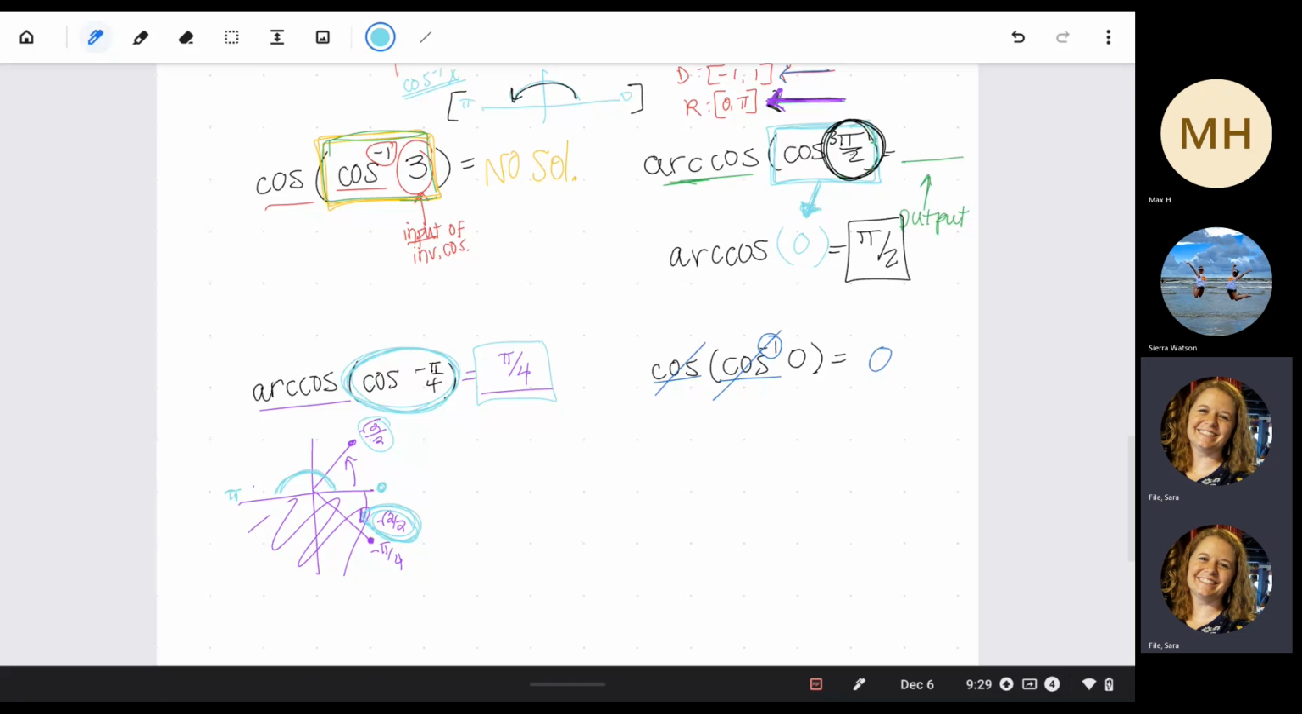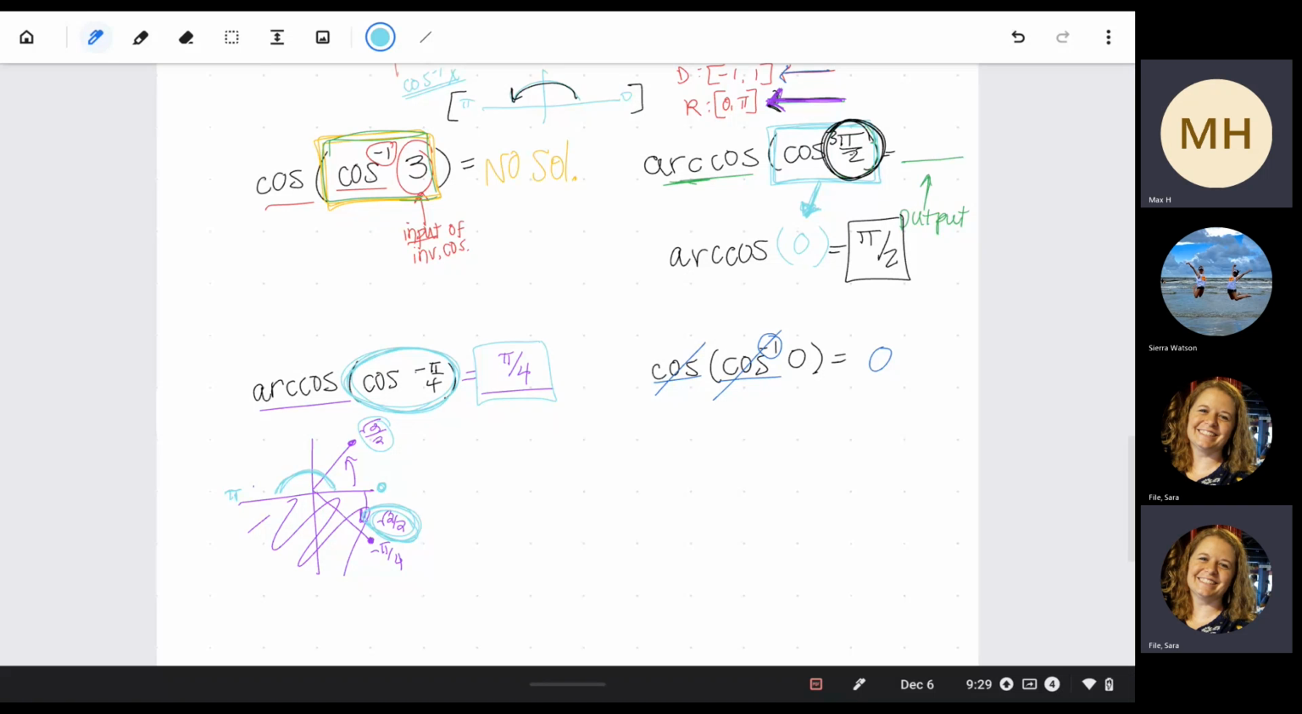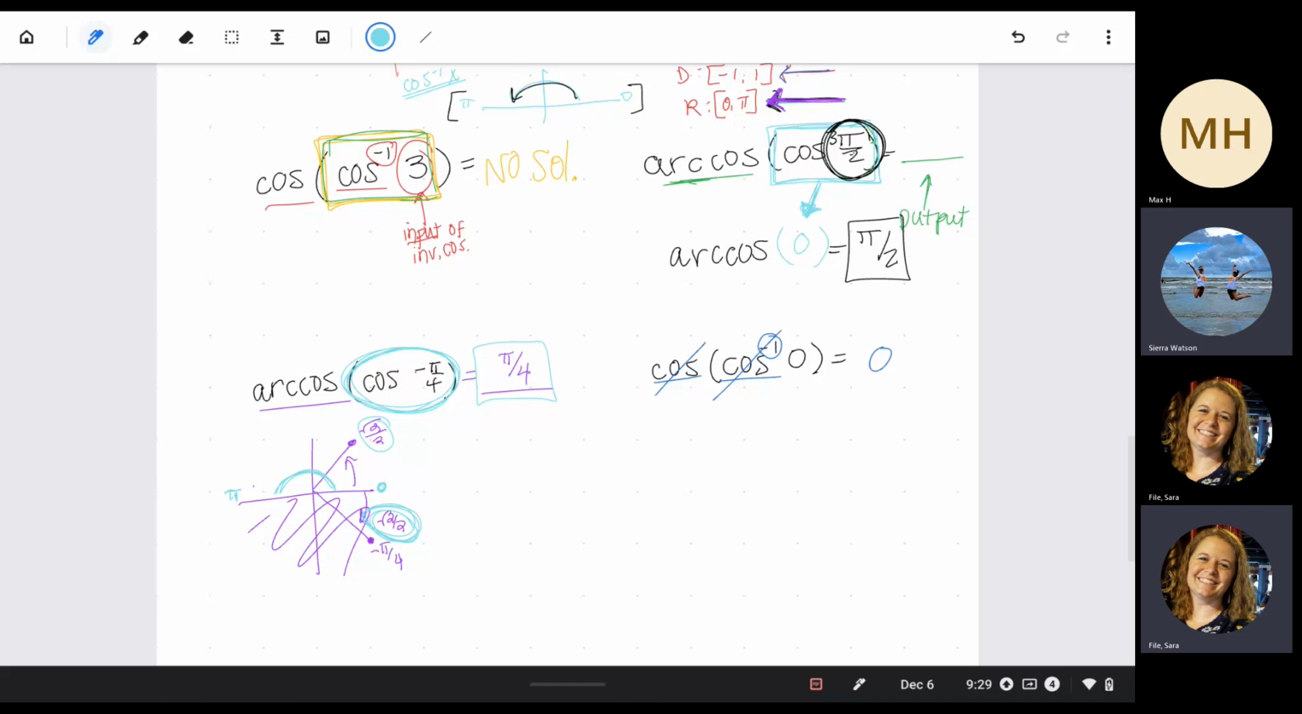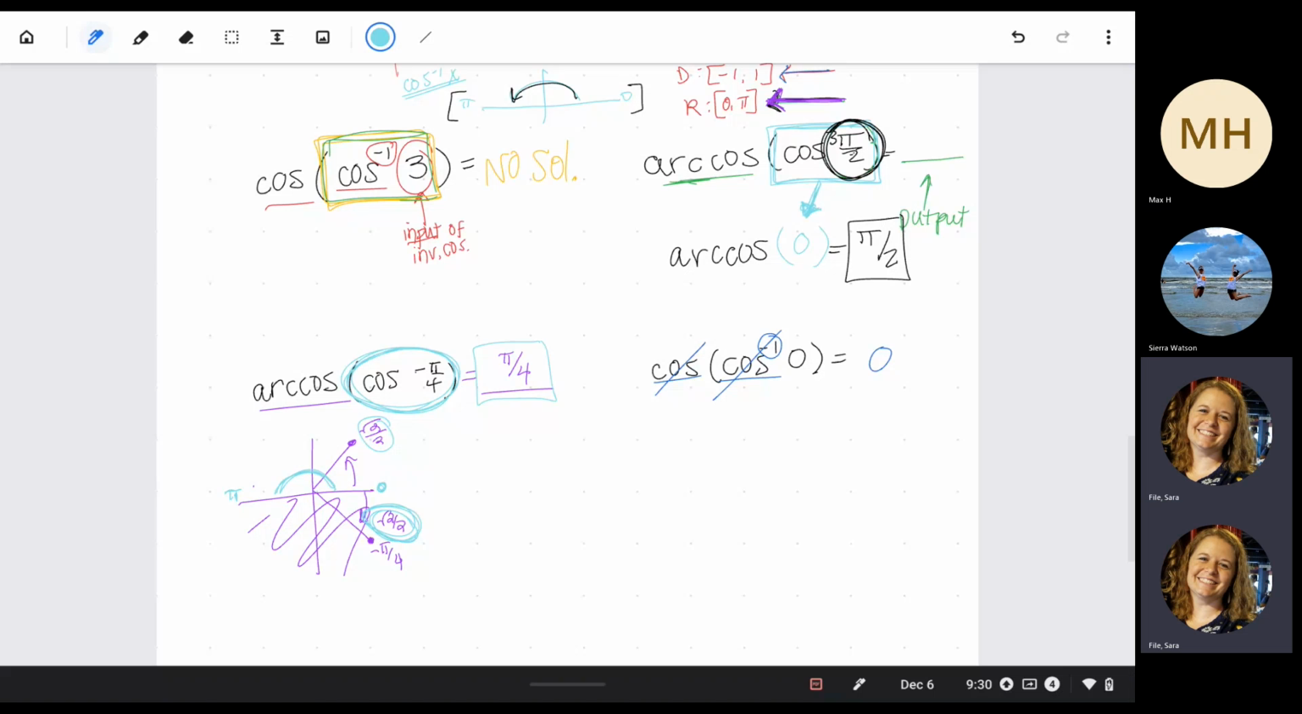Is there anything else y'all wanted to go over? Max, are you good? Yeah, I'm all good. Okay. Sierra, was there anything else? So the test is just like inverse trig and then solving and then the basic values. Yeah. So it's just like the practice we've been doing the past couple weeks.